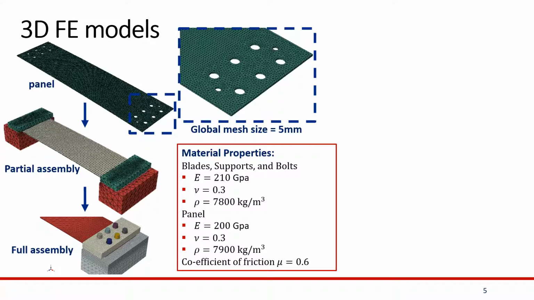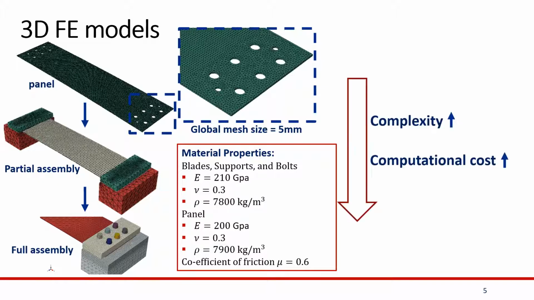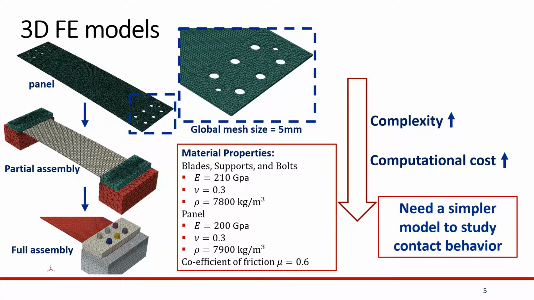Now, the 3D FE models were built with gradually increasing complexity. So we started with just the panel, then the supports and blocks were added, but the bolts were left out, and there was no contact defined at the surfaces either. Next, the bolts and contact were also added. Fine mesh is needed to resolve the contact pressure distribution, which necessitates a finer mesh than would be desirable in other locations. As we go on increasing the complexity, the computational cost also increases, even for a linear analysis. Therefore, we need a simpler, faster model, especially to be able to study contact.